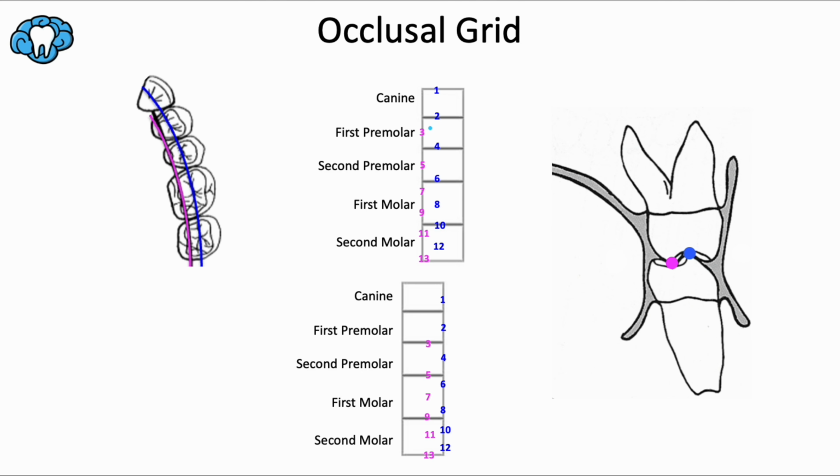Each of these, we'll call them points of interest, all of the functioning cusp contacts are numbered on this grid. So all the facial mandibular cusps are numbered in blue, as well as the fossa and marginal ridges of the upper teeth that they contact. And the lingual maxillary functional cusps are numbered in magenta, as well as the fossa and marginal ridges of the lower teeth that they contact.